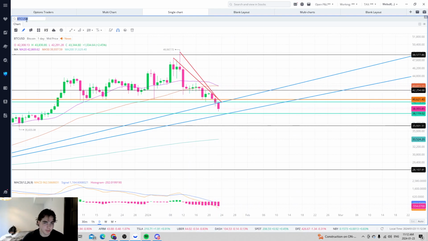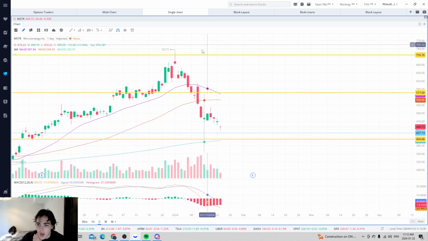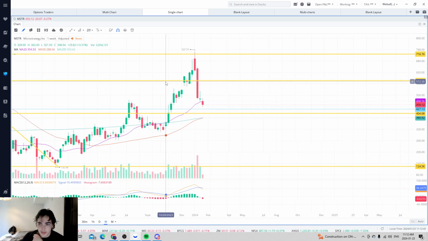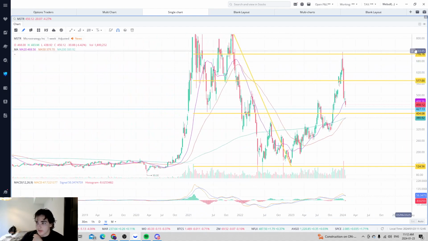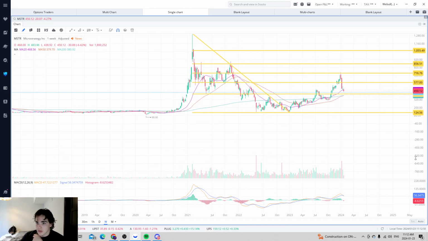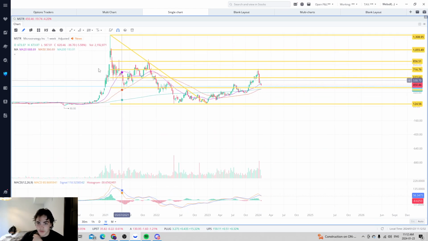We'll analyze Bitcoin in a second, but let's just get through MicroStrategy as well. If we zoom out to the weekly, pull it back, and zoom this down, these are the Fibonacci levels from when it squeezed.